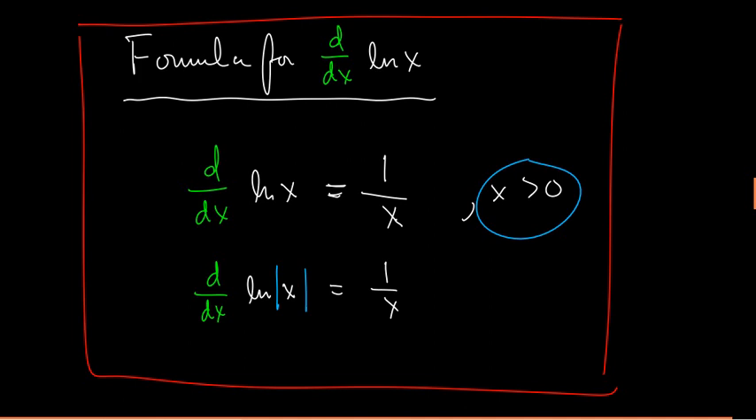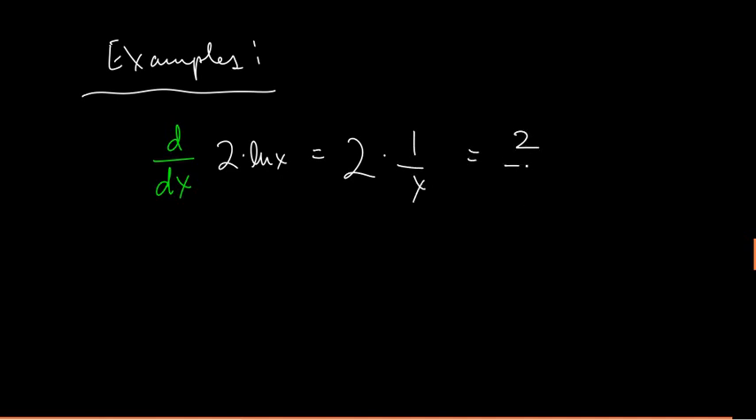So let's do some quick examples. Let's say you wanted to find the derivative of 2 times ln x. Then really simple, you ignore the 2, then you take the derivative of ln x, which is just 1 over x. And so you get 2 over x as your answer. So that's pretty much it.